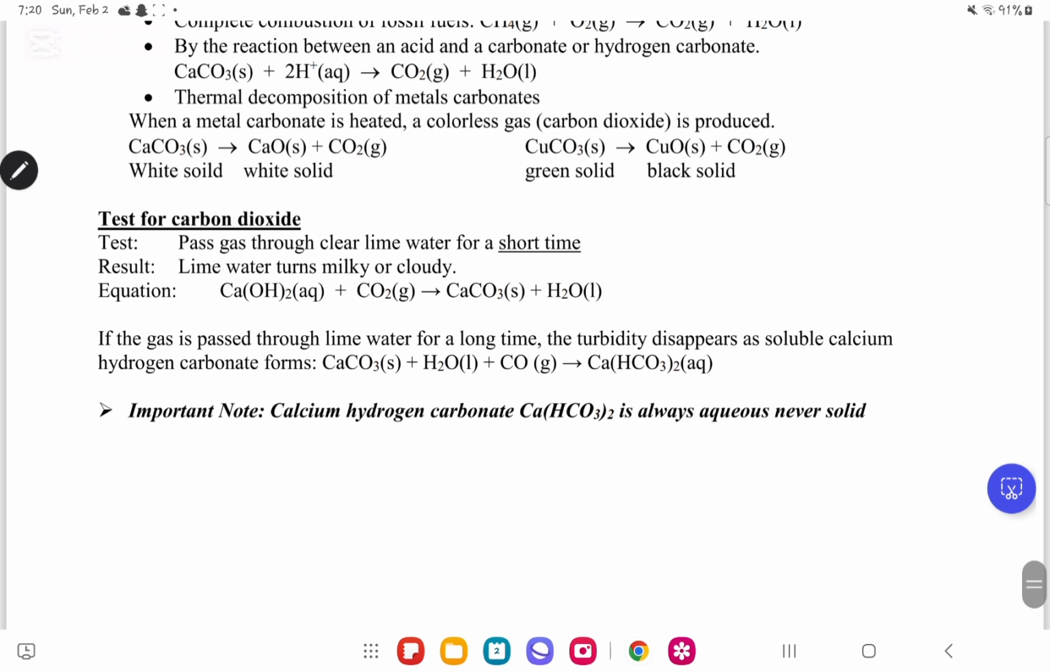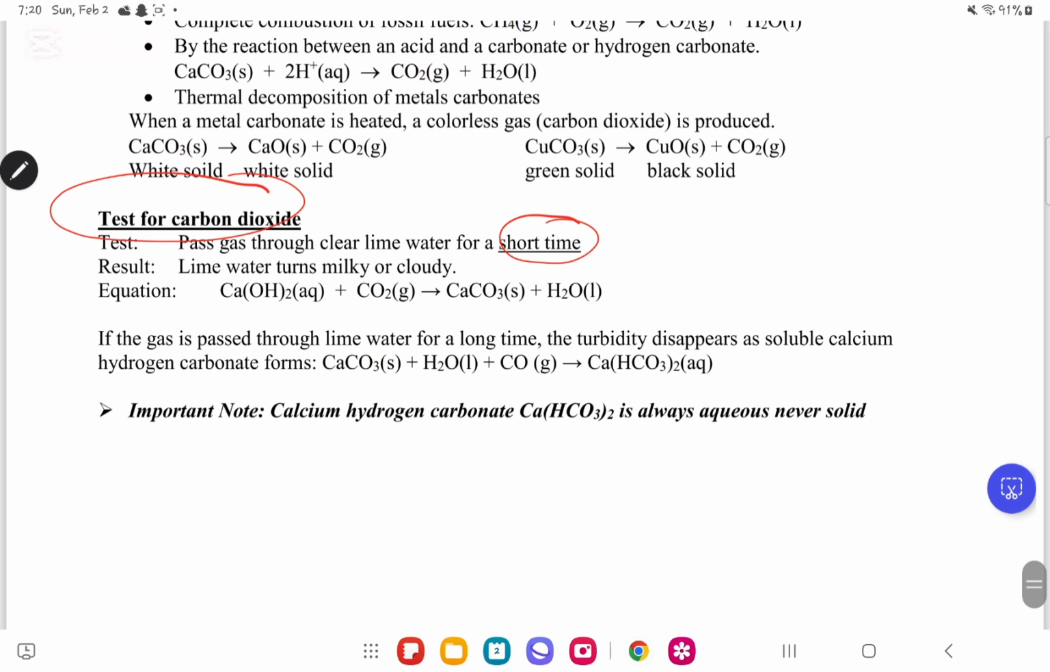Test for carbon dioxide. Pass gas through clear lime water for a short time. Okay, so very simply, if you want to test for carbon dioxide, you have to put it in lime water, or you have to pass it over lime water for a short time.